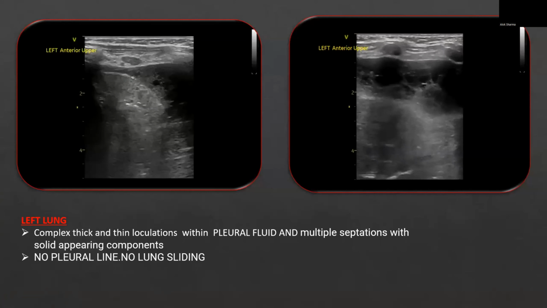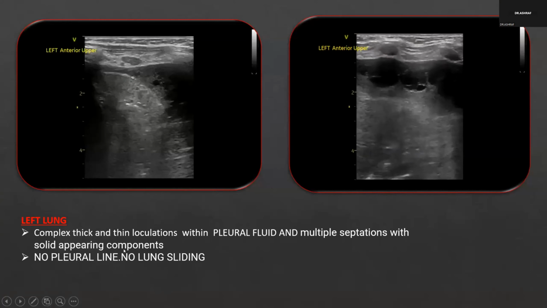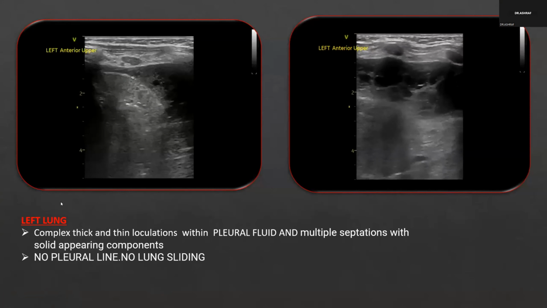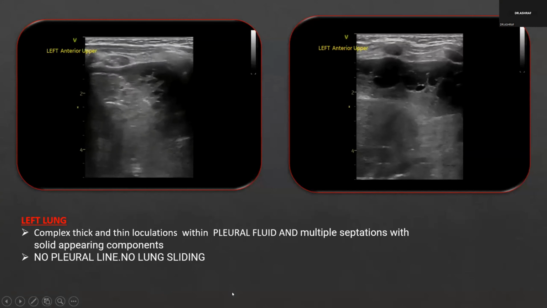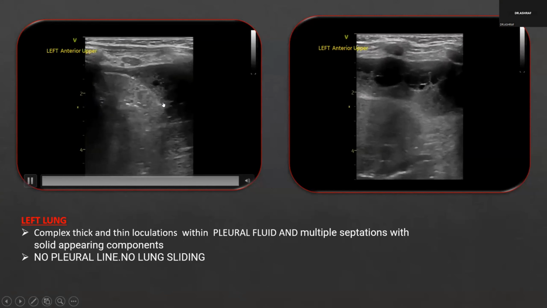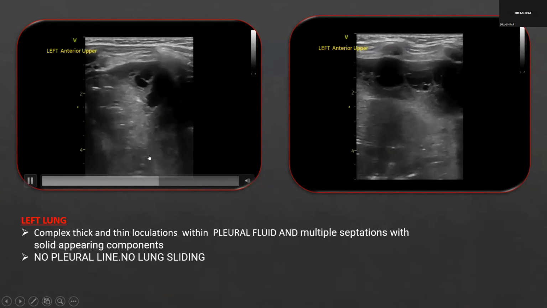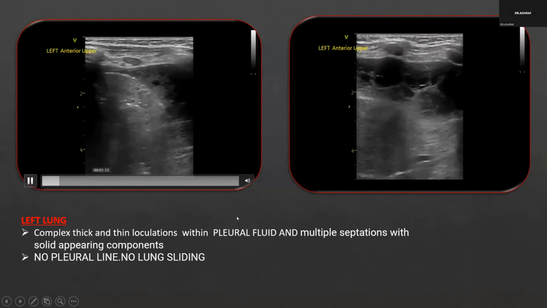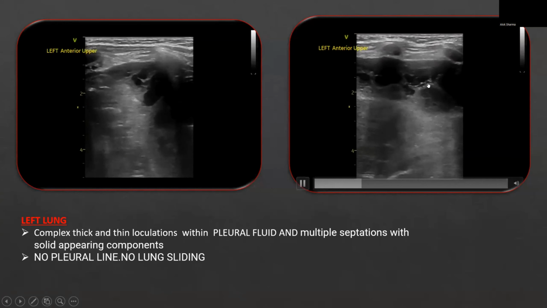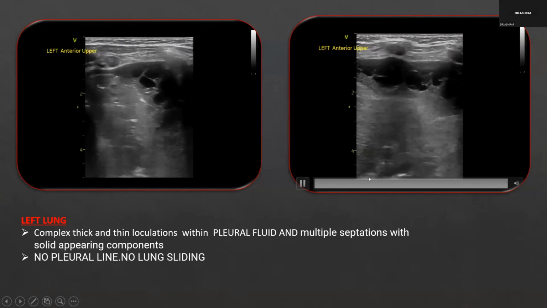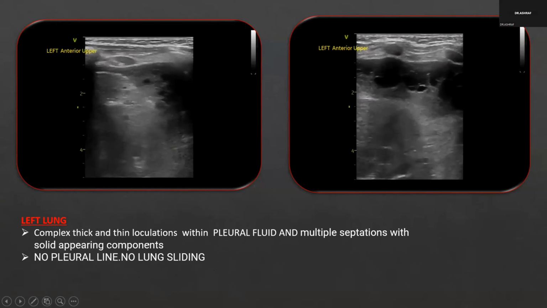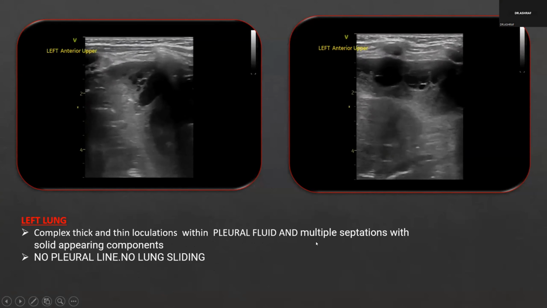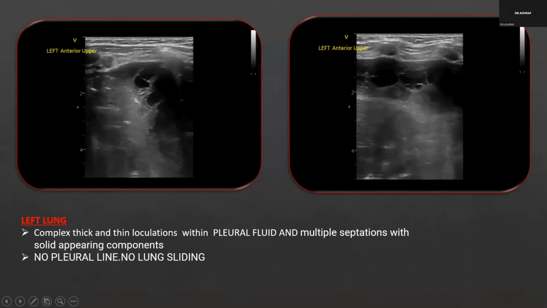Yeah, I did the ultrasound. We found this area in the whole lung: upper, lower, axillary, lateral, posterior, the same. Found there is septation. This is echogenic fluid with septation, and this is fibrin. This is not the lung down. This is fibrin exudate, fibrin septation or fibrin formation. Complex thick and thin loculation with the fluid and multiple septation with a solid appearance component.